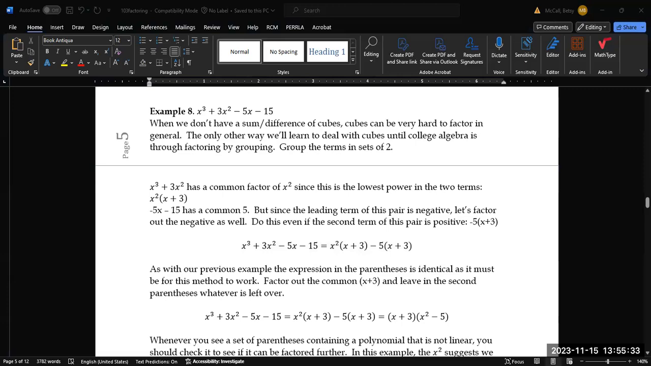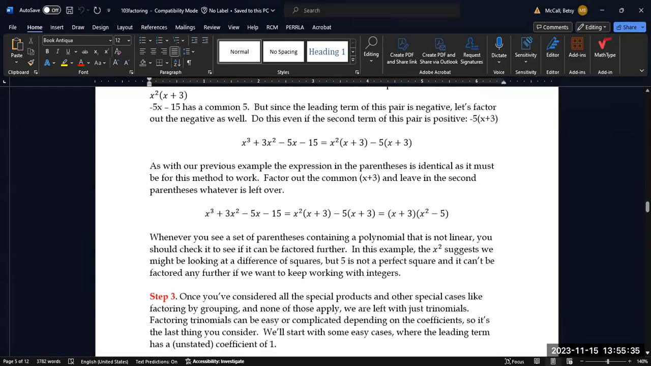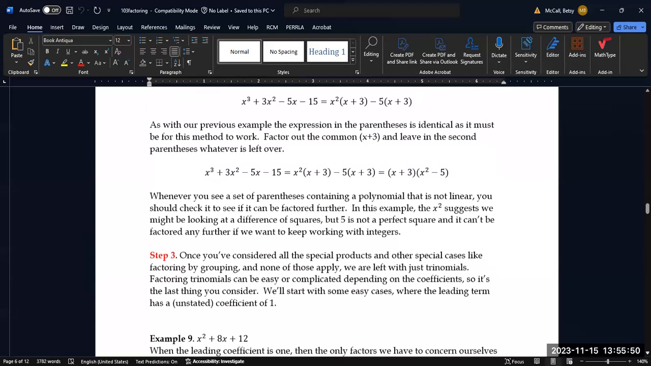Now, 5 is not a perfect square, so we can't actually factor this any further if we're using just whole numbers. But if this had been a 4, we would have been able to factor one more time. But 5 is not a perfect square, so we can leave it like that.